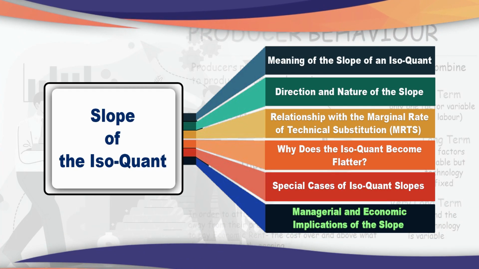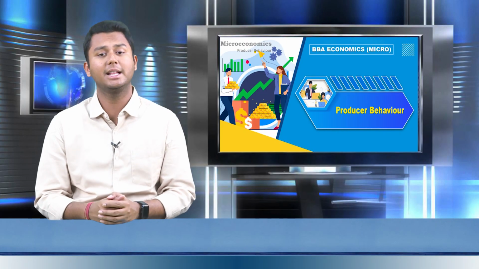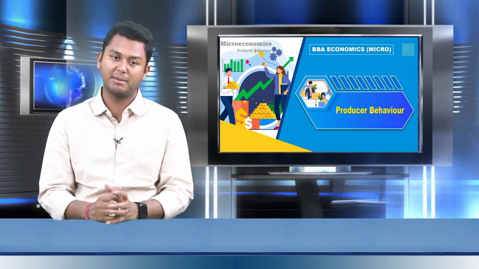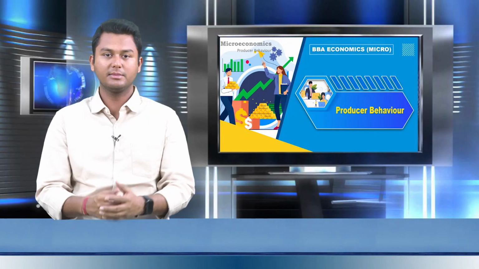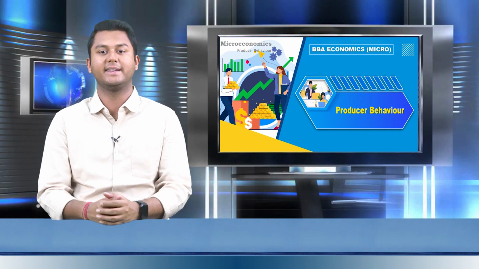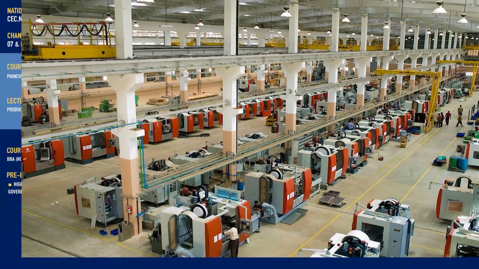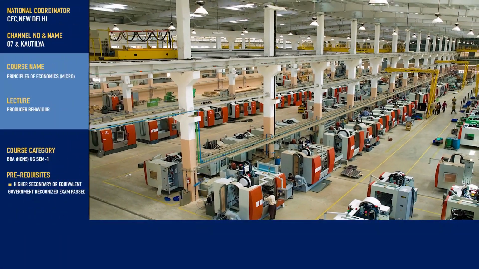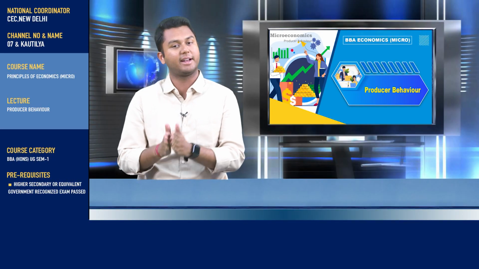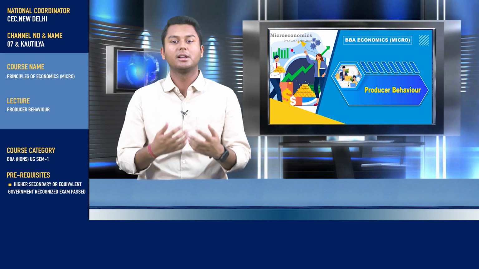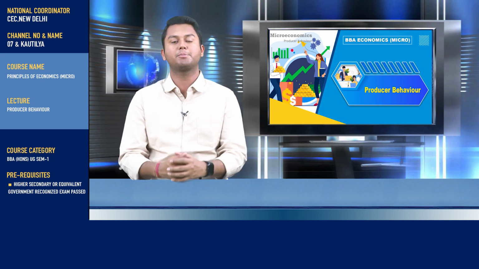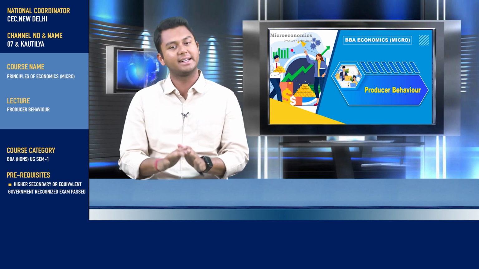Let us look at managerial and economic implications of the slope. So the slope helps businesses determine the optimal mix of labor and capital based on cost and efficiency. Firms use the slope to decide whether to invest more in machinery or hire additional workers based on the relative effectiveness of each input. Understanding the slope allows the firms to minimize production costs while maintaining the desired level of output.